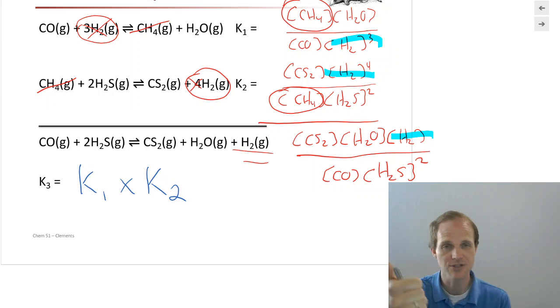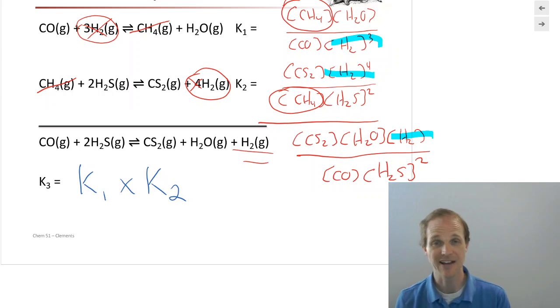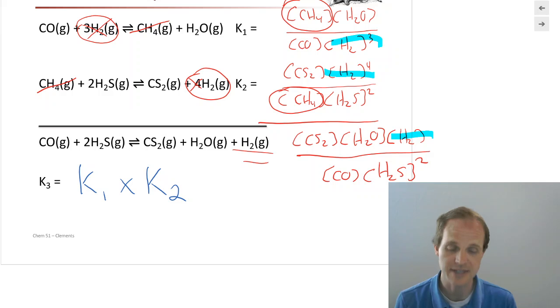So those are two important things to know. When I change a single equation by multiplying it by something, I raise K to that power. When I add equations, I multiply their Ks, and again, it works whether it's 2 equations, 3 equations, 4 equations, I just multiply all the Ks. If I combine them, then I just have to make sure to do both steps. If I multiply a reaction and combine reactions, I have to do both.